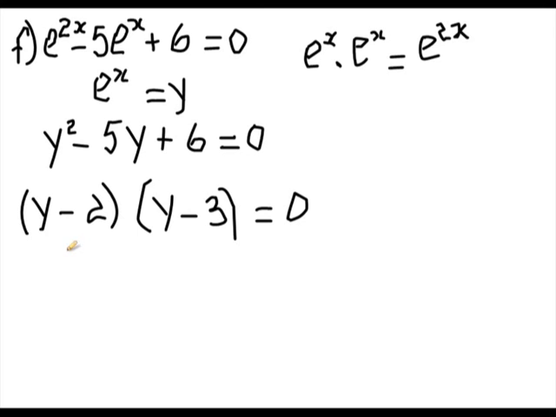By solving these, I will have y minus 2 equals 0, so y equals 2, and y minus 3 equals 0, so y equals 3. Those are the solutions. Since y equals 2 and y equals 3, I will have e to the power of x equals 2, and e to the power of x also equals 3. Remember how we solve this kind of situation.